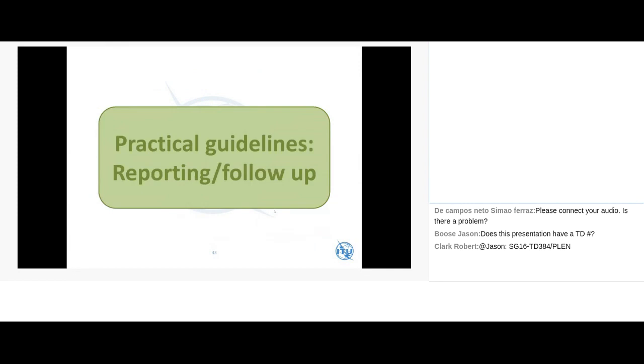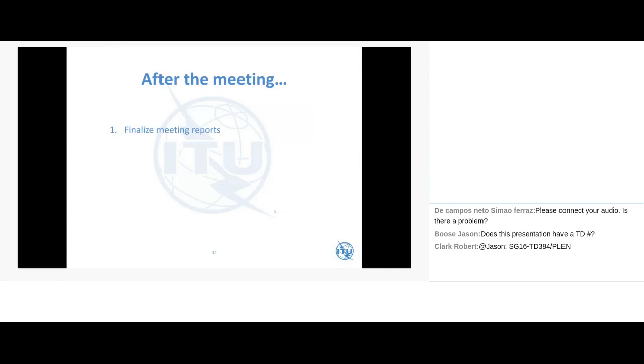Finally, one quick point, which is about reporting and follow-up. Obviously the meeting report can't be finalized until the meeting is concluded, although it is good practice to keep that meeting report as up to date as possible, and potentially to submit an early draft to the closing meeting of that group, which can then be updated according to any final decisions.